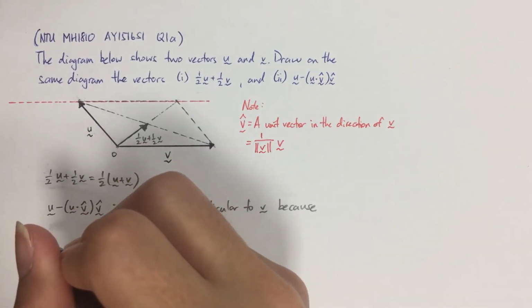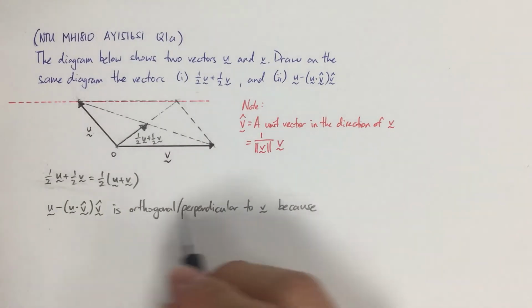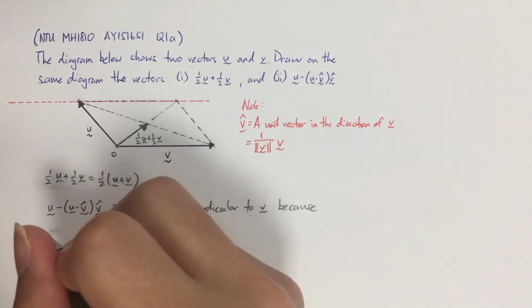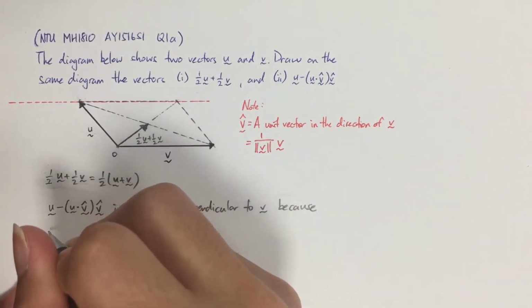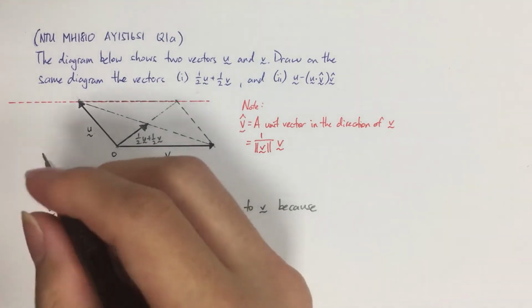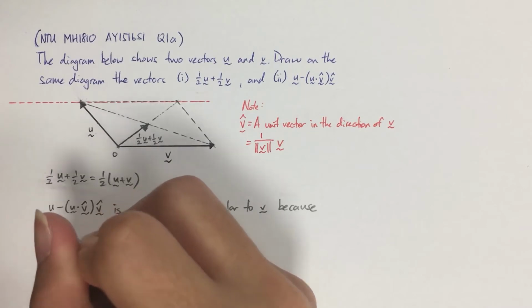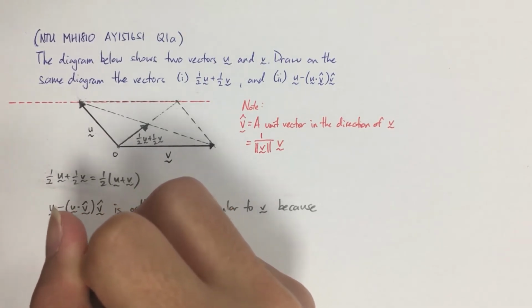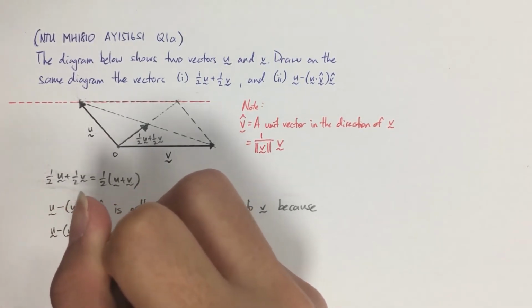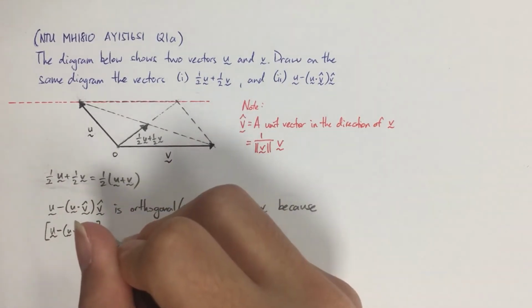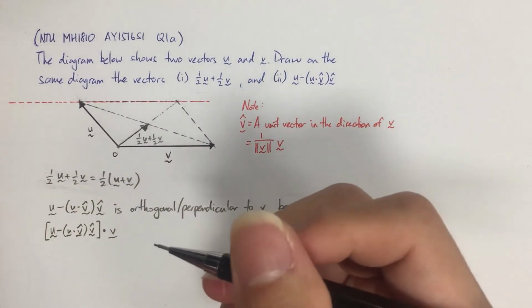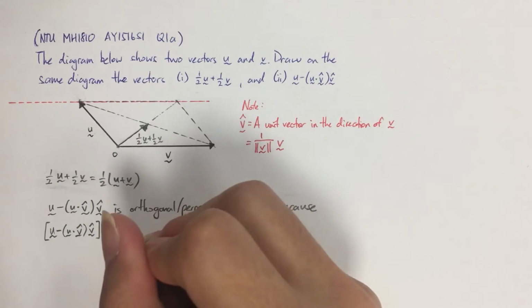So this vector here is perpendicular to v, or orthogonal. These two words are interchangeable because their dot product is 0. In fact, we learned before that two vectors are orthogonal if and only if their dot product is 0, right? So if we take the dot product of this vector and v, we should get 0, right? So let's just work it out.